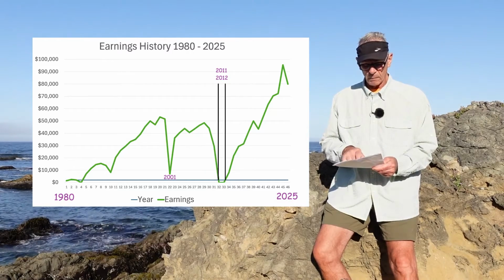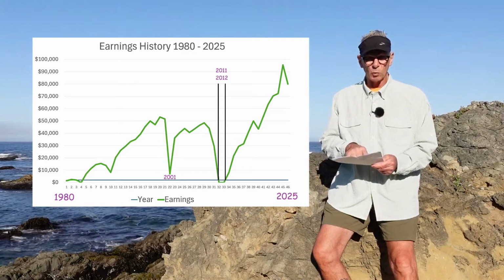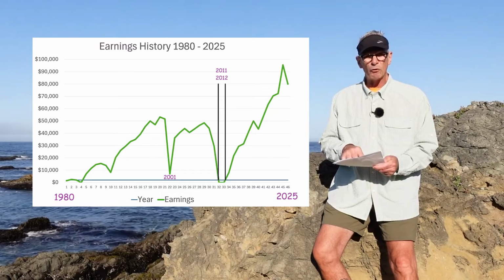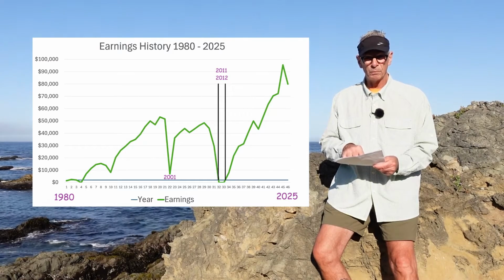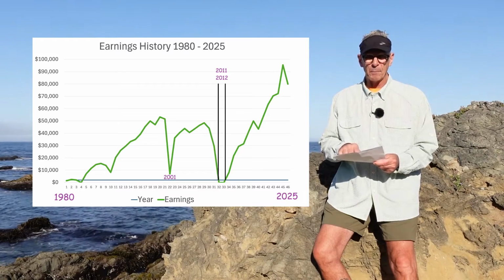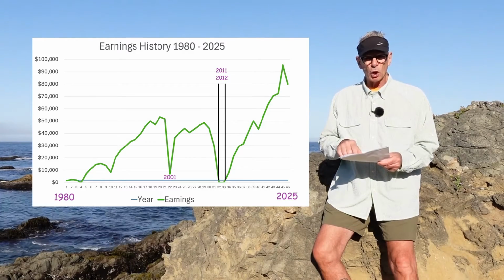But you can see it's kind of a roller coaster. I started a business in 2001. That's why it dropped down. In 2011, 2012, my income dropped to zero because I started my insurance business, and then it climbed back up. So it's kind of a roller coaster.